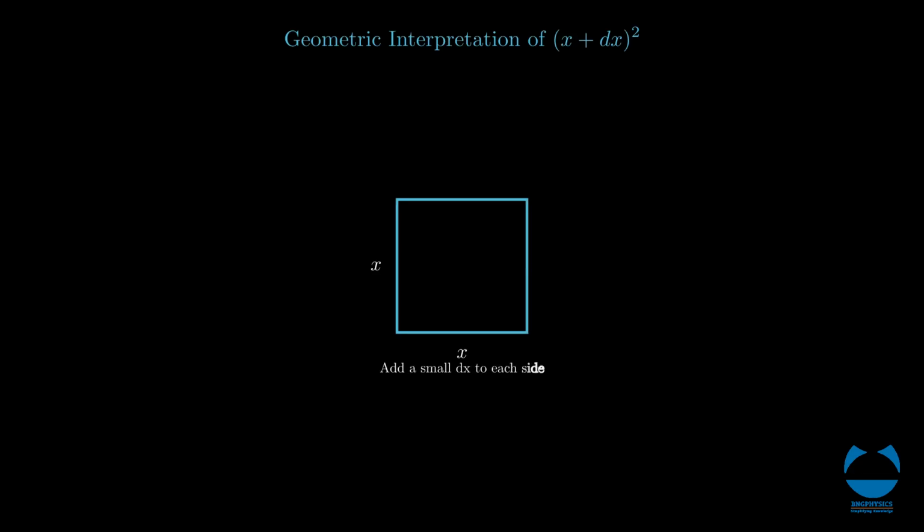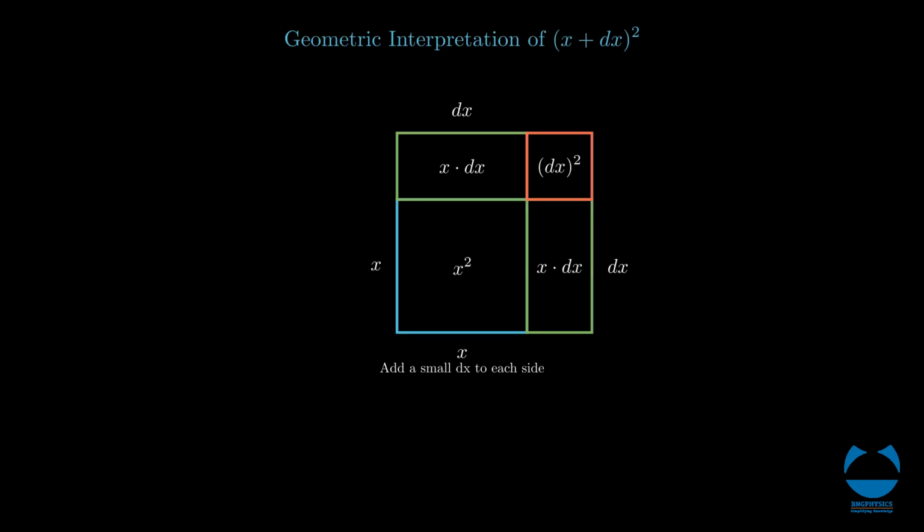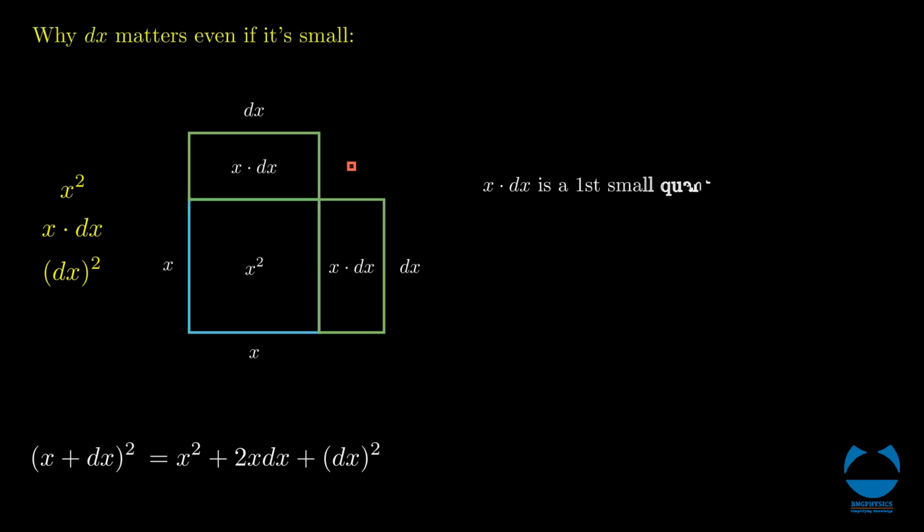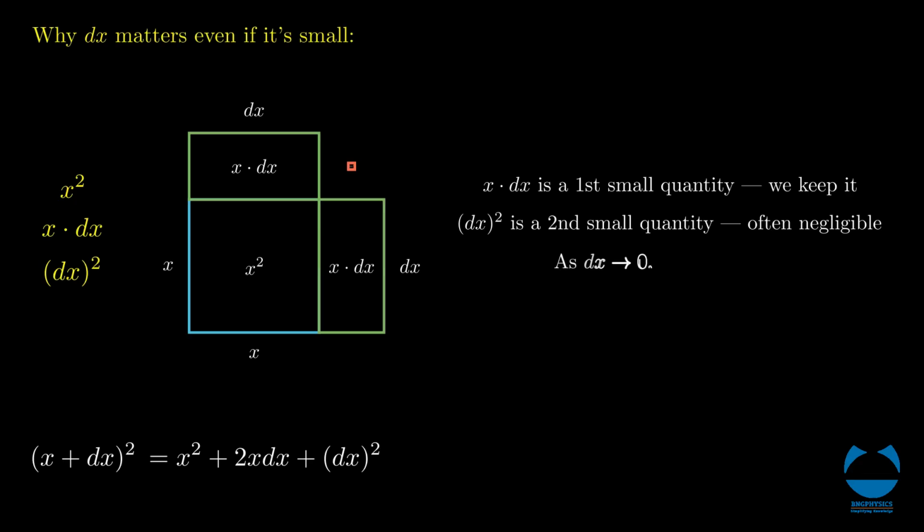But one important note I would like to highlight here is why dx matters. Even though dx is very small, it still matters when you multiply it by x, like in x times dx, or square x first, then multiply by dx, like x squared times dx. These are called first order small quantities. They are small, but not so small that you can ignore them. However, when you multiply dx times dx, you get something even smaller. That is a second order small quantity, and in many cases, we can ignore those because they are really tiny compared to everything else.